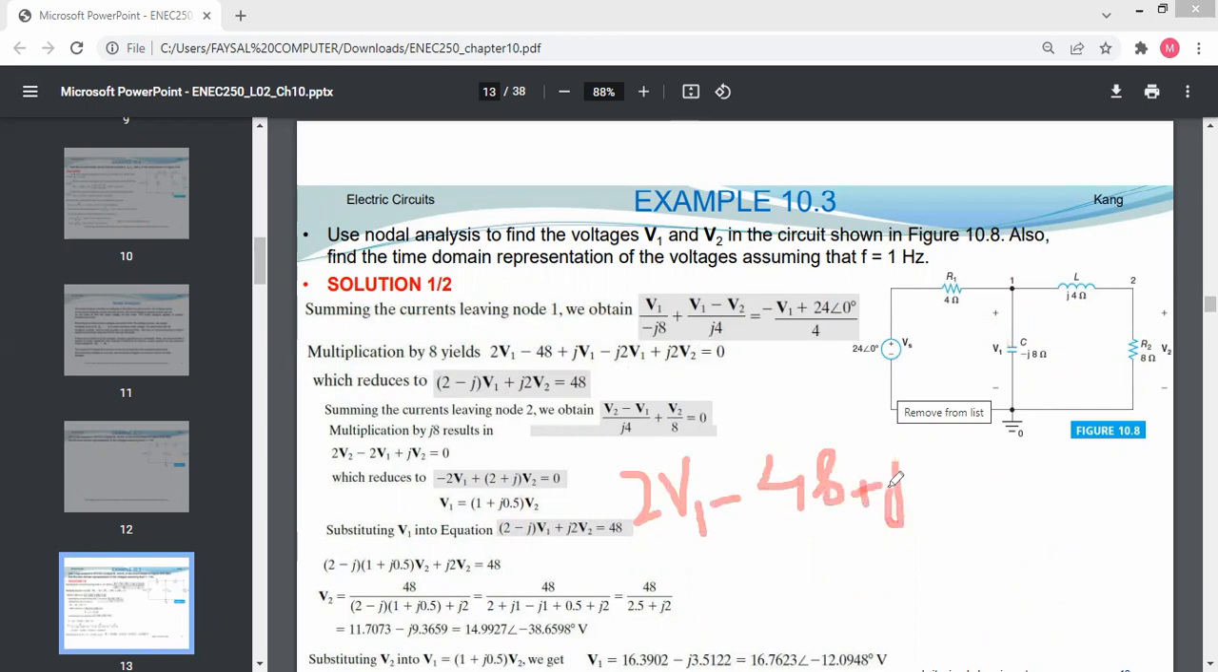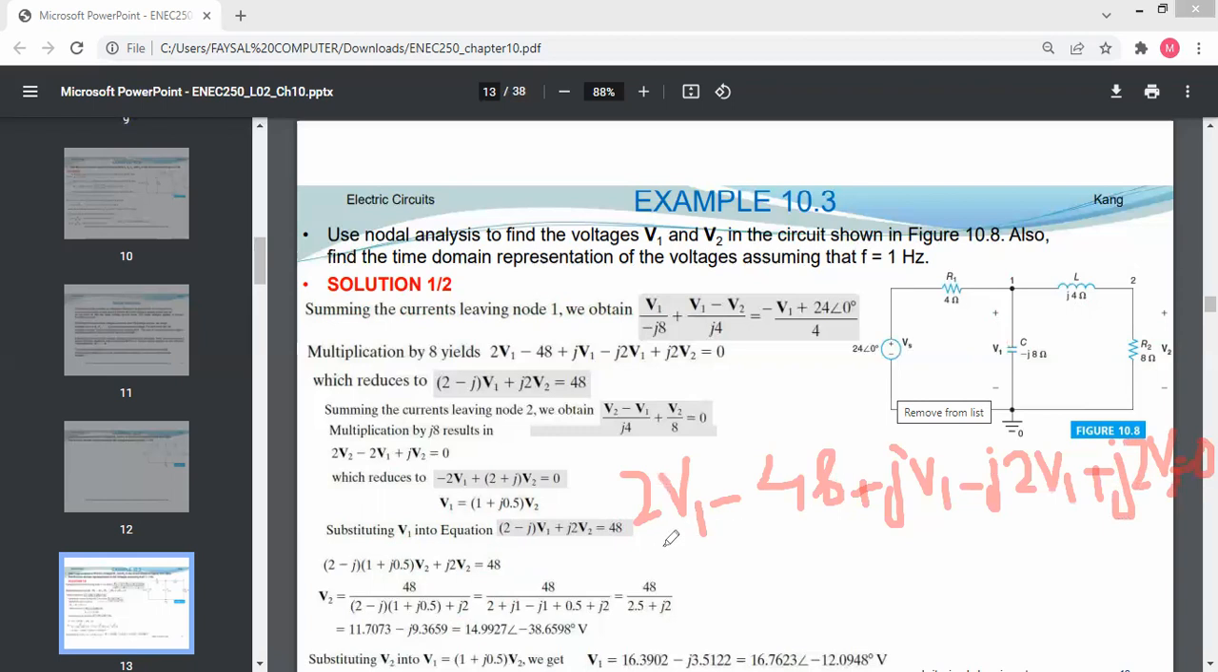plus jv1 minus j2v1 plus j2v2, which will be equal to 0. So for this, it will be just summing the value.